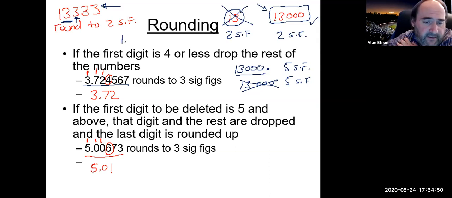Another way you could do this, as we will see in a second, is you could write scientific notation, 1.3 times 10 to the fourth, and we'll talk about it in just a second. But whenever you write anything in scientific notation, all those numbers before the times 10 part are always significant. So this would have 2 significant figures as well.